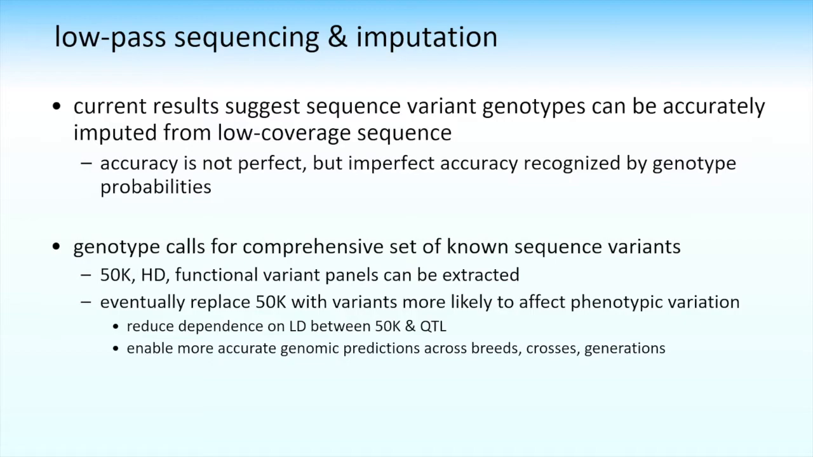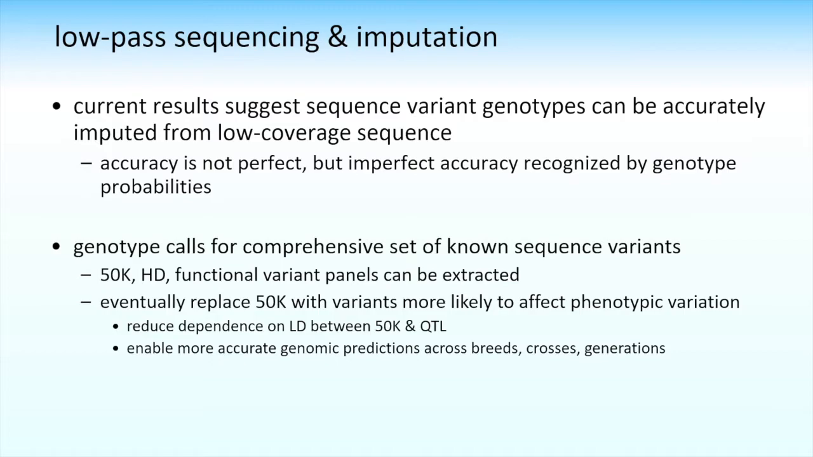So far, everything we've seen from downsampling is pretty encouraging. Imputation from low coverage sequence appears to be pretty accurate. It's not perfect, but one feature of the imputation is that it can recognize where it's not going to impute well, as reflected in the genotype probabilities. We might improve accuracy by expanding the reference panel, and another round of imputation that might include pedigree to impute the low probability genotypes.